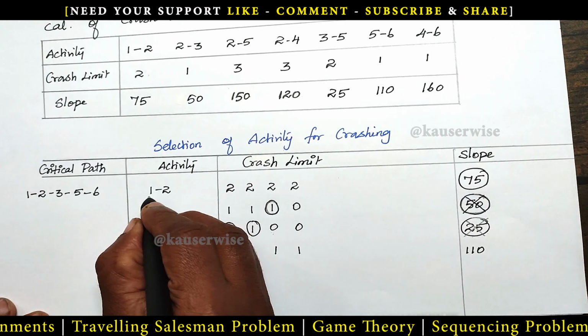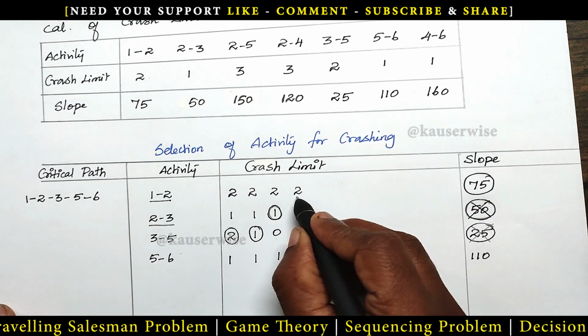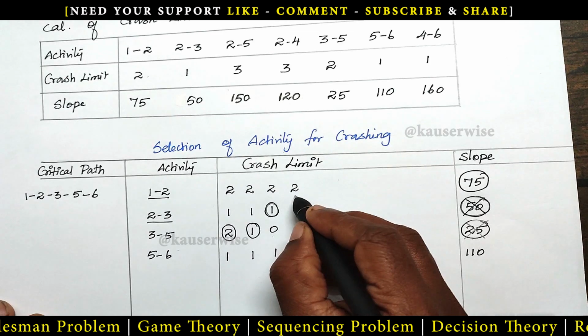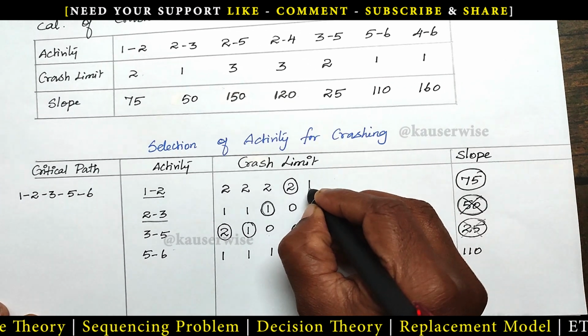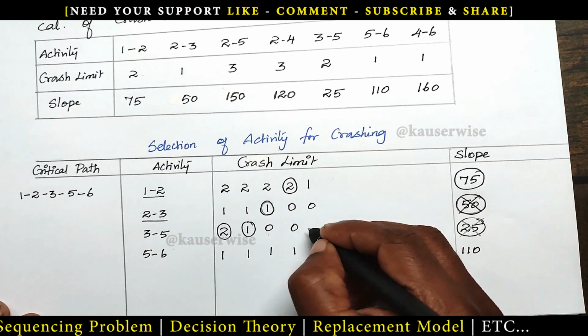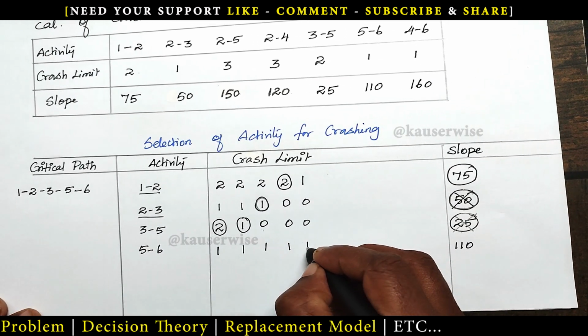That is activity 1, 2. Okay, here we have 2 days. That is the crash limit is 2 days. So we can reduce by 1 day. Then it will become remaining 1 day. Here 0, 0. The last one also 1 day is there.